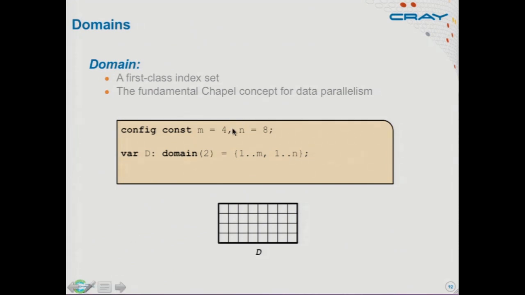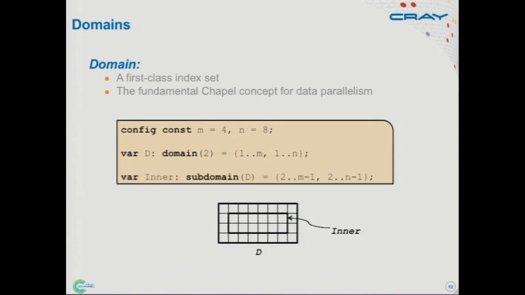As an example here, I can declare a couple of constants, n and m, 4 and 8. And I can declare D to be a two-dimensional domain that's 1 to m, 1 to n. So I end up with this little 4 by 8 index space, basically. The way I've drawn it here, it looks a lot like an array, and that's not by accident. But unlike an array, there's not actually any data associated with those indices. So you can think of it as the size and shape, or silhouette, or template of an array, but without the m times n data stored in it yet.